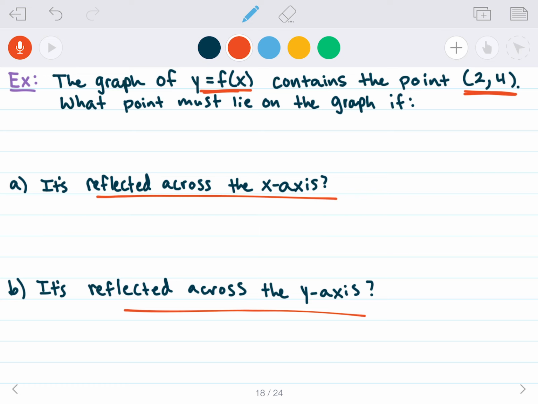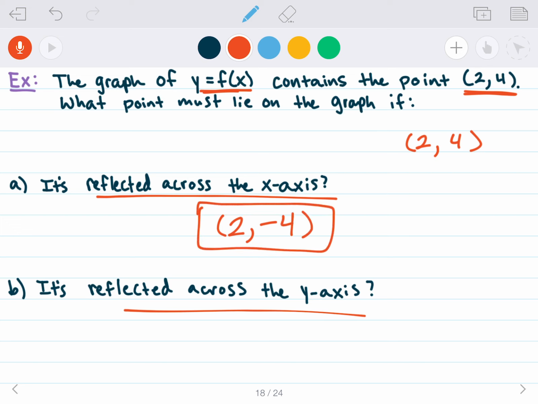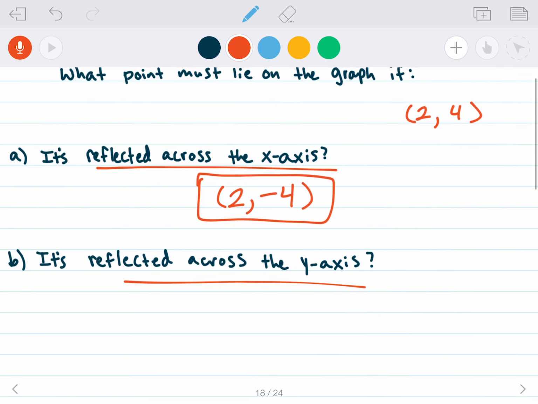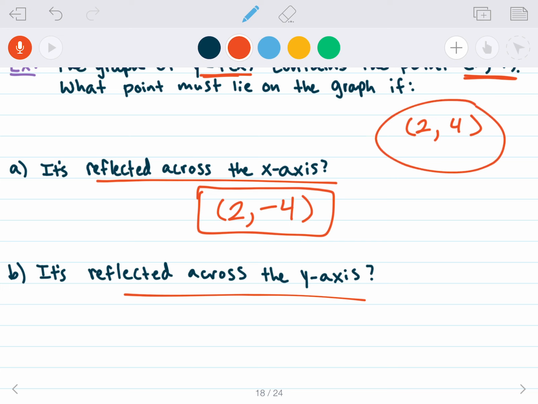Well, we have this point (2, 4), and if it's reflected across the x-axis, that means the x value is going to stay the same, but we're going to multiply the y value by -1. So we know that this point had better be on there if it's reflected across the x-axis. On the other hand, when we reflect across the y-axis, now the y value of the parent point stays the same, but we multiply the x value by -1. So (-2, 4) is our answer for part B.